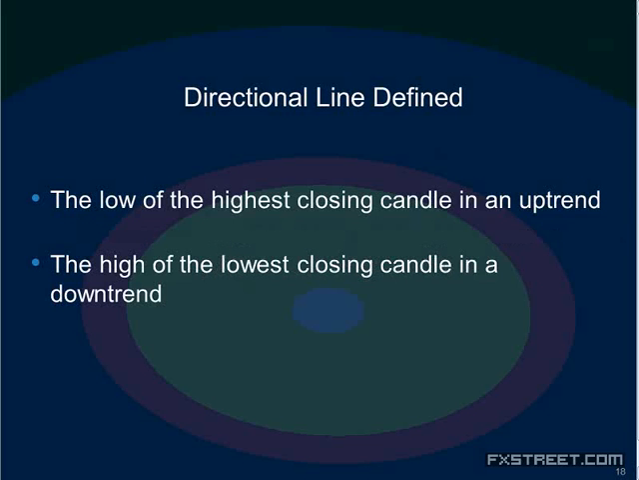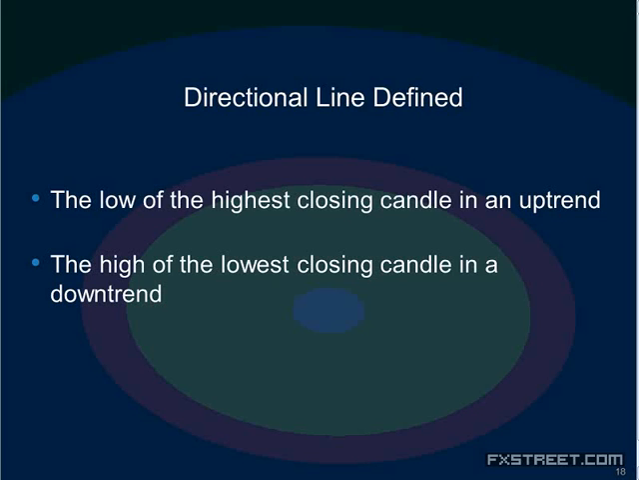We define a directional line shift as the low of the highest closing candle in an uptrend. When price closes below the low of the highest closing candle in an uptrend, then we have a directional line shift. I'm sorry, directional line defined.